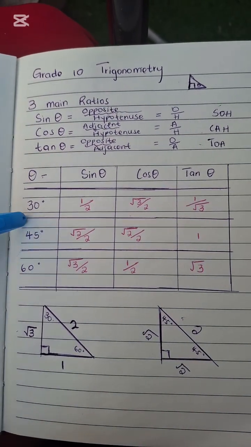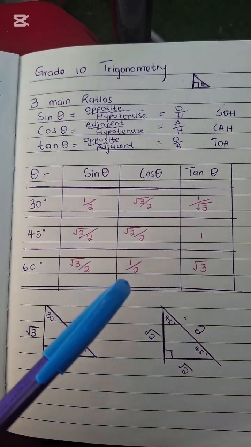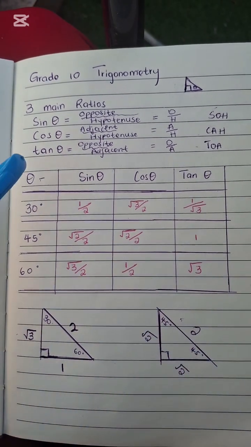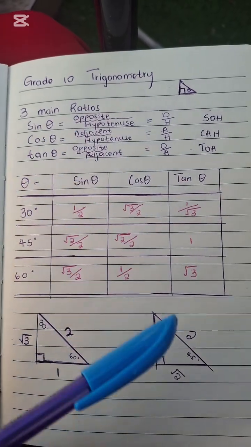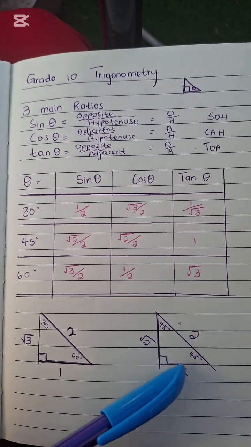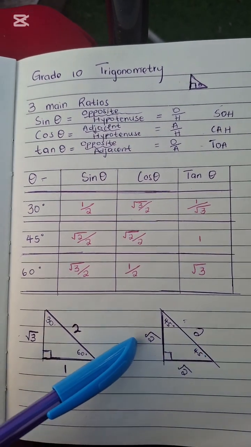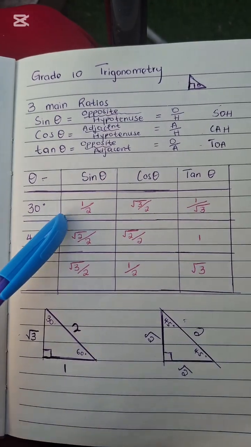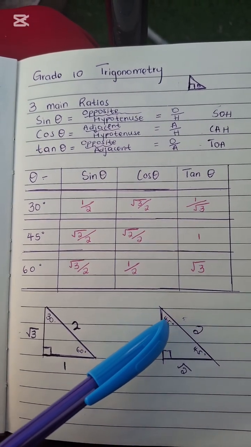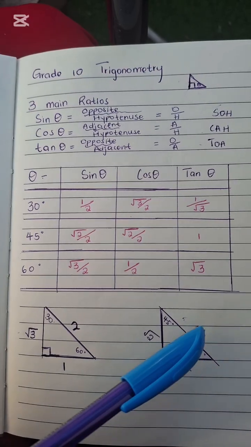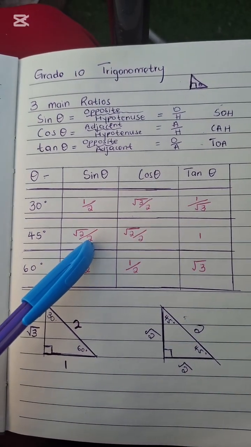Now let's say our angle is 45. Here is our 45s. Sine 45, which is opposite over hypotenuse. Opposite to 45 is this one over hypotenuse. And again, there's another 45 here. You can still say opposite to this one over hypotenuse, which is still the same answer.